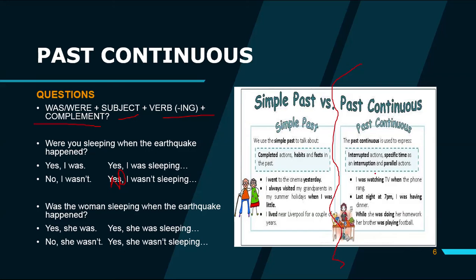Past continuous is used to express interrupted actions, a specific time as an interruption, and parallel actions, like I was watching TV when the phone rang, or last night at 7 p.m. I was having dinner. While she was doing her homework, her brother was playing football.